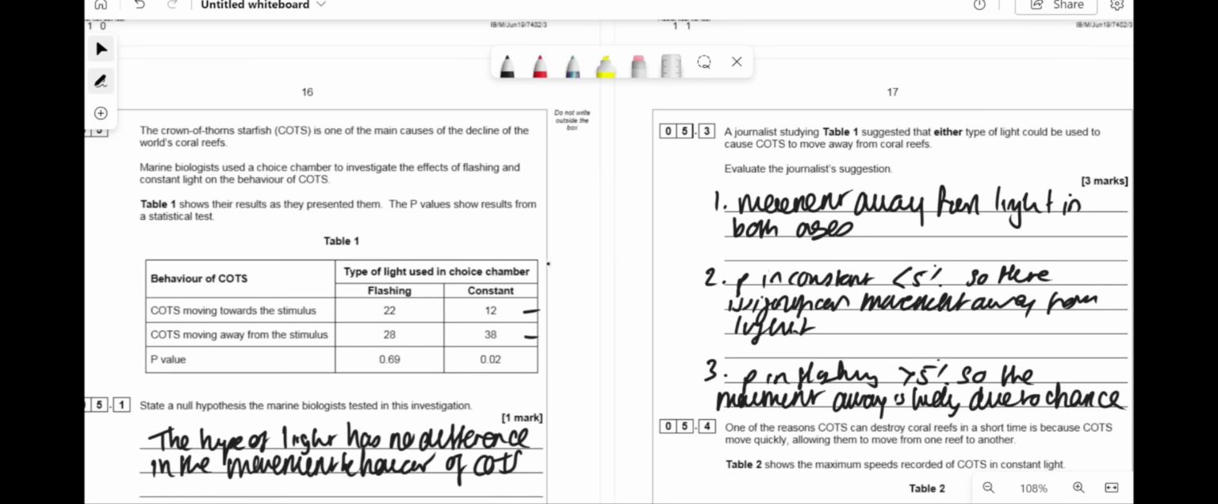What this is trying to get at is that you can see here there's more moving away than moving towards, and it's statistically significant. It's not due to chance. There's probably something driving that. Whereas here, there's still more moving away than moving towards, but it's not statistically significant. It's probably that they got lucky with that result due to chance.